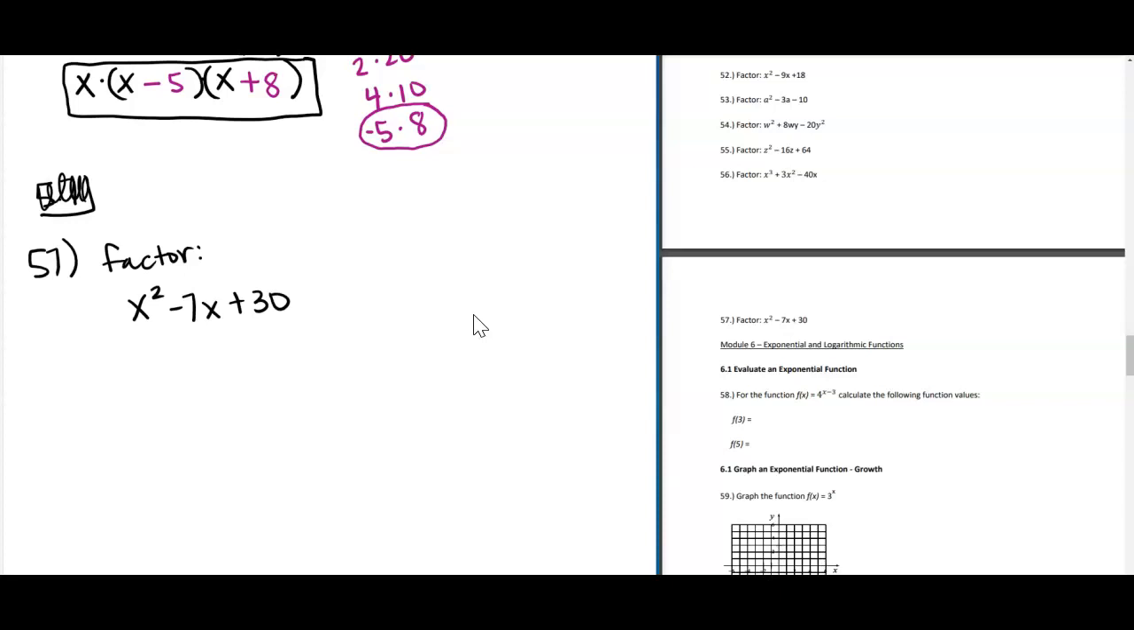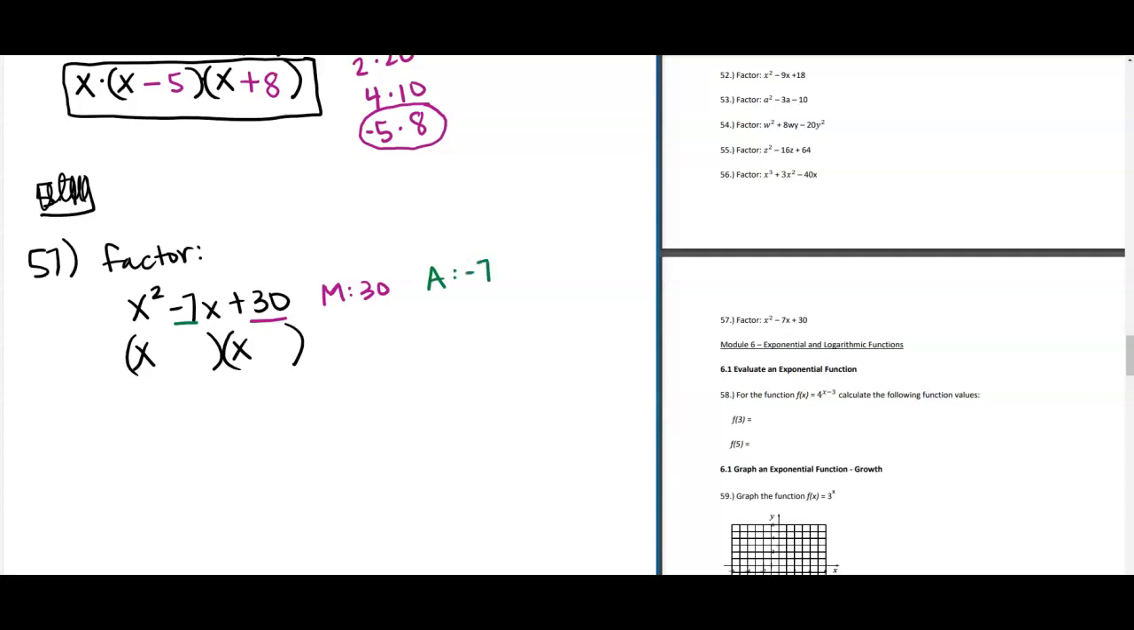All right, so again, it's a trinomial. So I'm going to try and break it down to two different sets of parentheses. What times what is x squared? That's x times x. What times what is 30 that adds to be negative 7? So what multiplies to be this last number, positive 30, that adds to be that middle number.